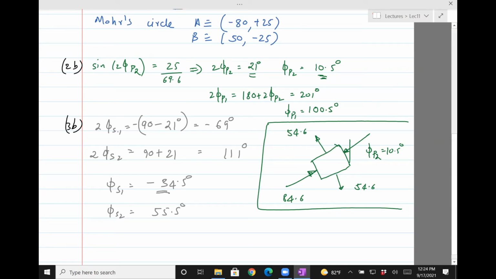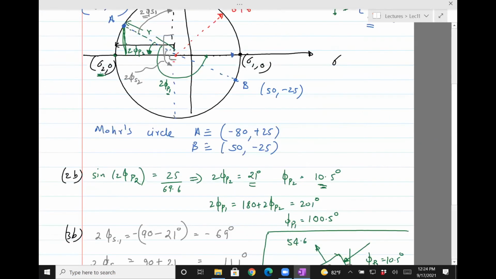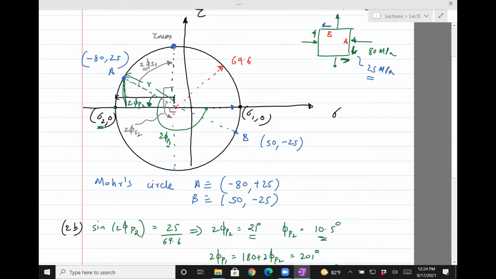Okay, now we can do the second part, which is show what happens when you rotate the cube by 34.5 in the clockwise direction. So here, by the way, this is face A, this is B. Here we'll rotate it clockwise. So this angle now is phi equals minus 34.5 degrees. Now what we'll see is that if you go by phi S1 in the clockwise direction, there will be a shear stress as well as a normal stress. So the shear stress is tau max, it's positive.